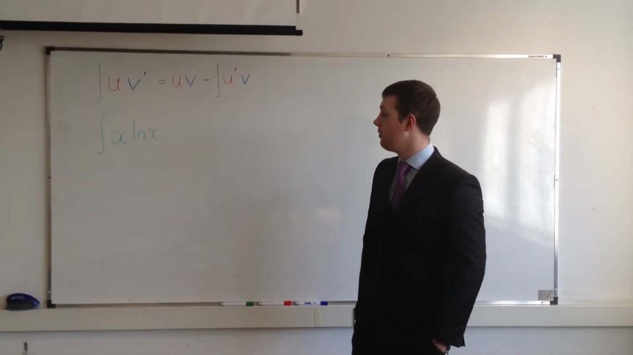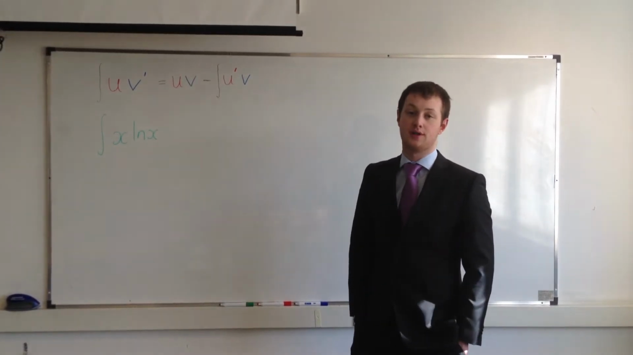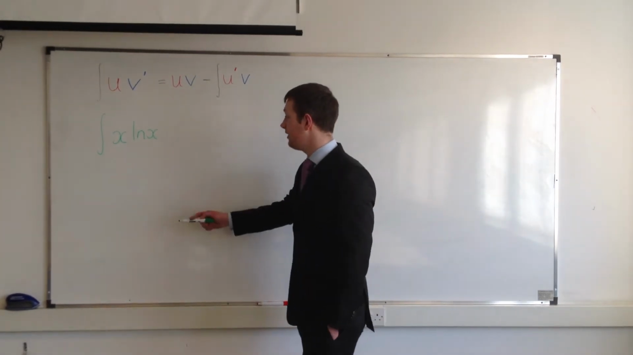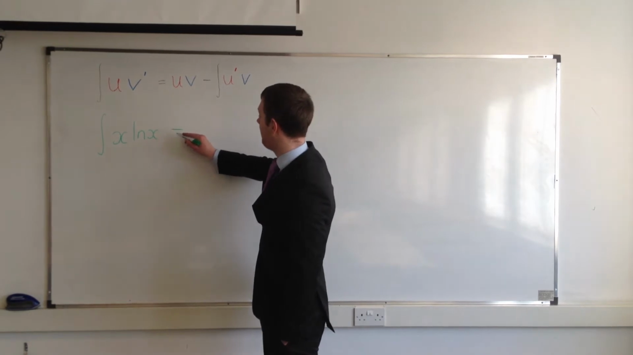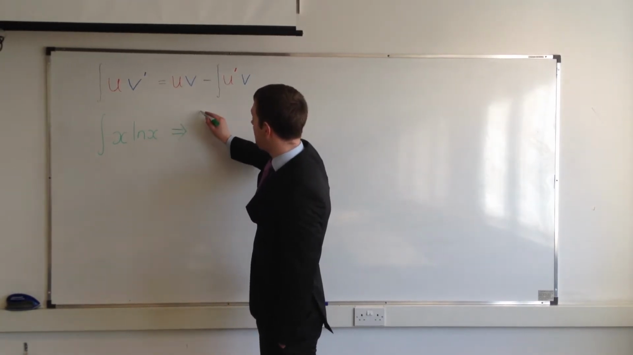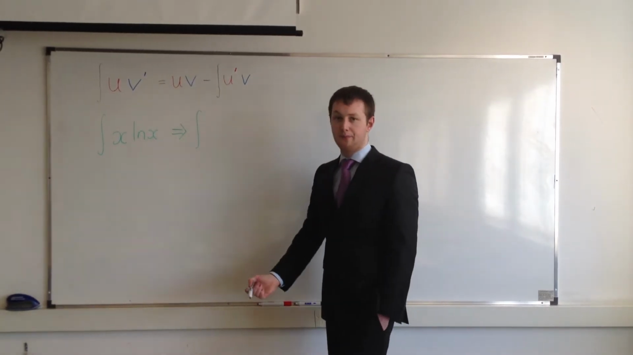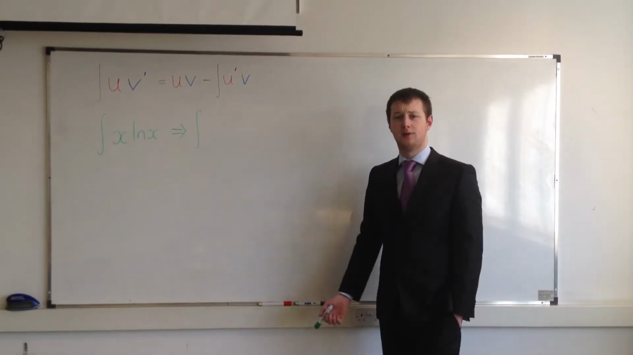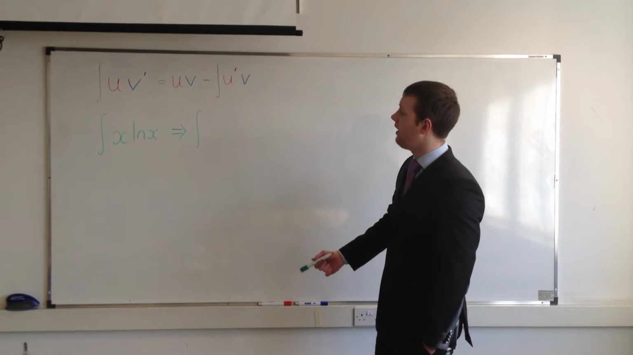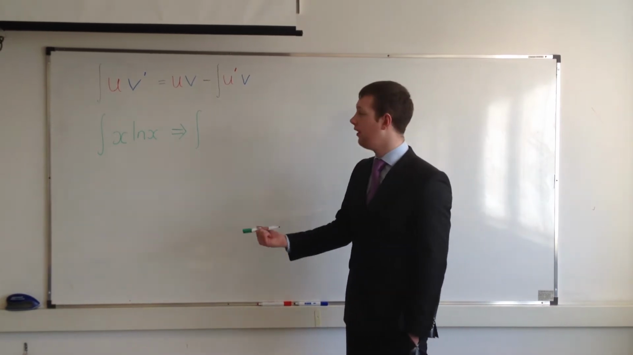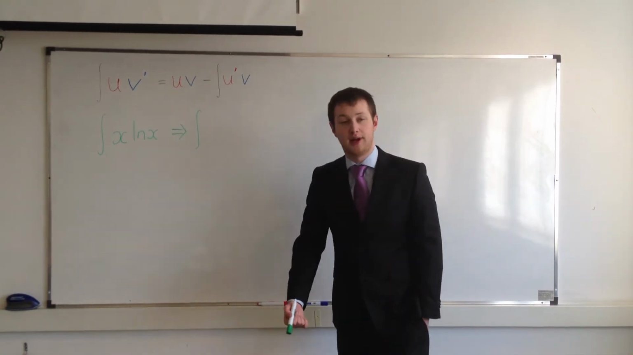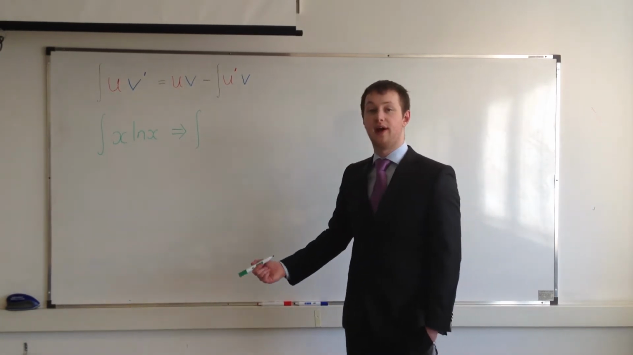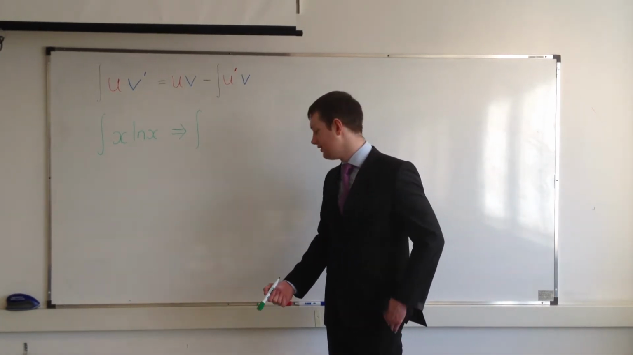In this video, we're going to go through integration by parts for x ln x. Now, first thing we do is we choose a u and a v. In the previous video, we said that if you have an x, you should generally choose that as your u. This is because x differentiates to 1, and it makes it much simpler later on. The problem with this example, however, is that ln of x is very hard to integrate.